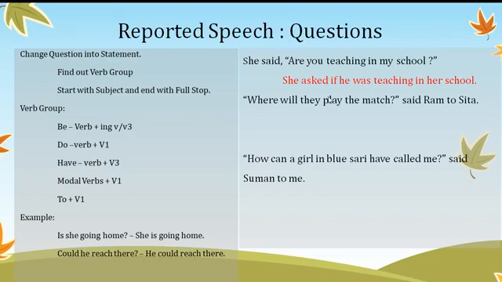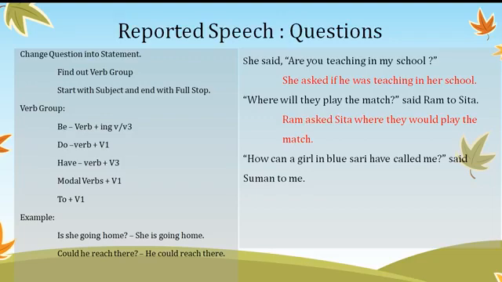What is that? Play. And what is the subject? They. In the middle of the verb group, there is a subject: they. So they is which pronoun? Third person pronoun. When this is the third person pronoun, I told you it never gets changed. So what is the answer? Ram asked Sita where they will. Now will becomes would. They would play the match. See here: Ram asked Sita where they would play the match.